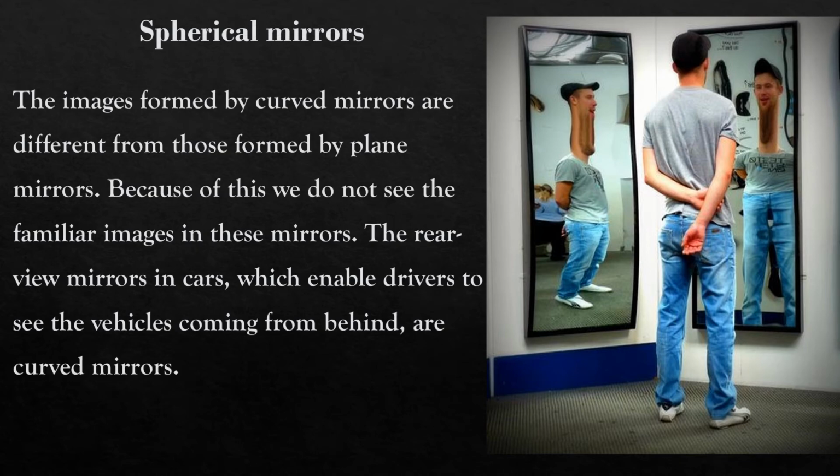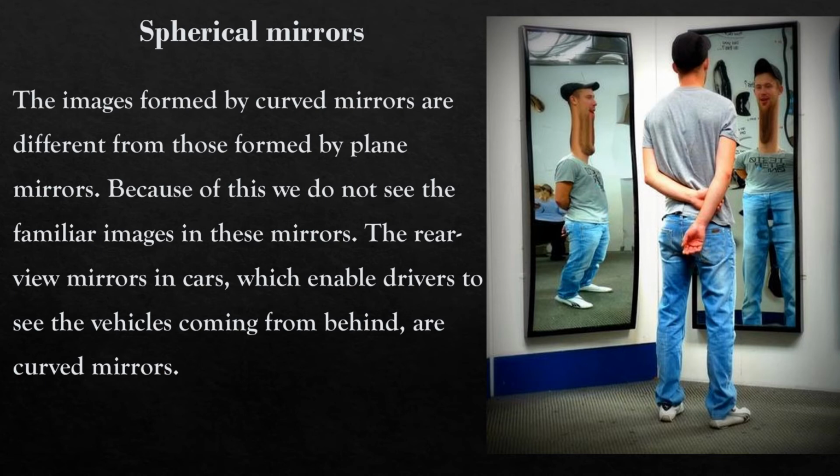The image formed by curved mirrors are different from those formed by plane mirrors. Because of this, we do not see the familiar image in these mirrors. Now here in this picture also you can see that same image is not formed. जैसे हम लोगों के घरों में plane mirrors में हमारा same image दिखाई देता है, यहाँ पर same नहीं दिखाई दे रहा है, and it is different from the real image, right?